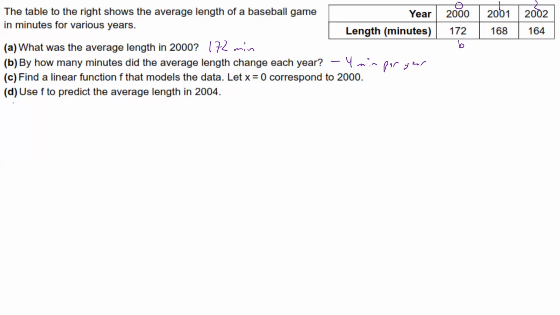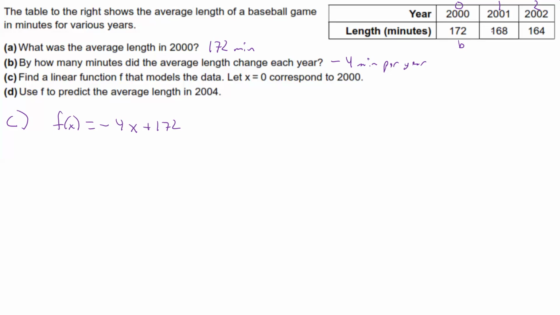So which one is this? This is c. So we know that we want the function f of x equals, and now our rate of change is negative 4 times x, and then we're going to have to add 172. So that's kind of our base unit, 172. That's the b. And then we're going to add minus 4 times whatever x is.